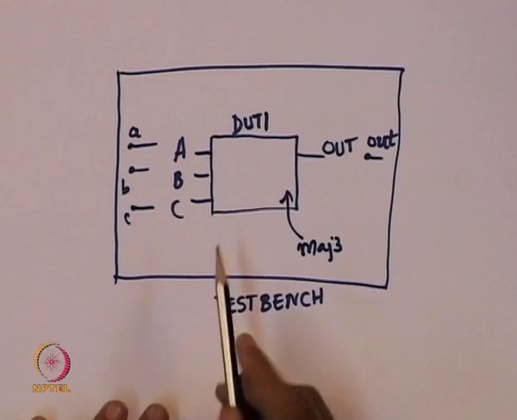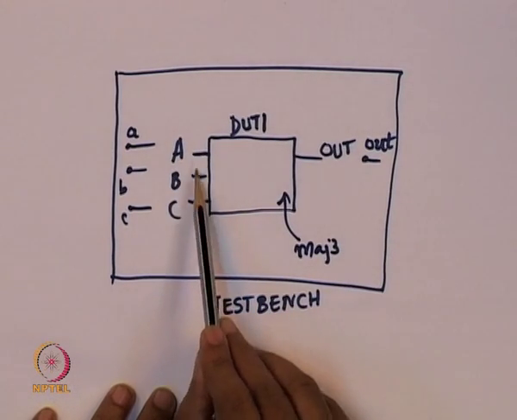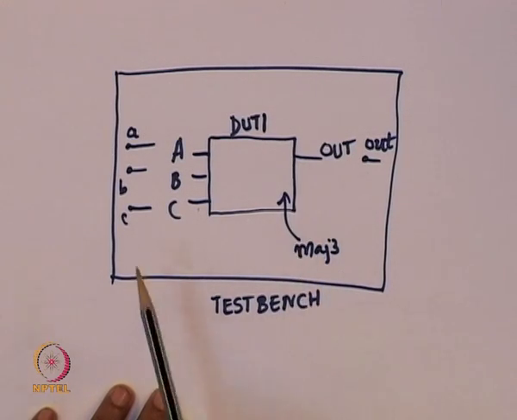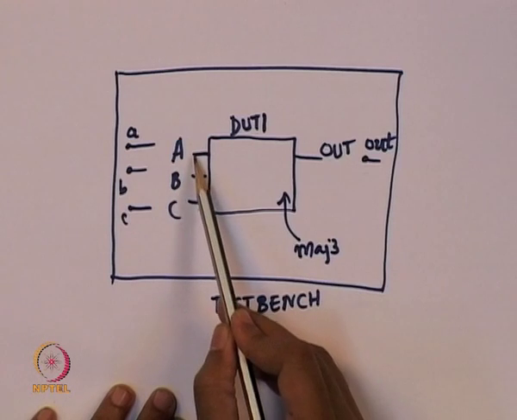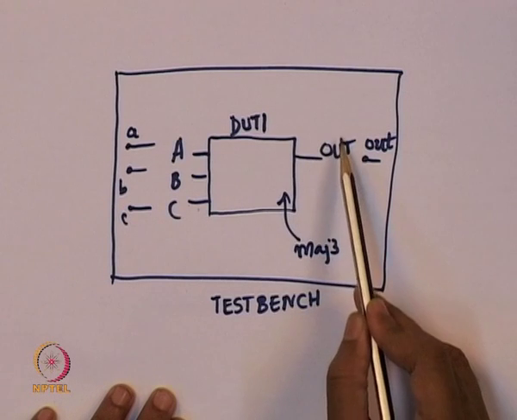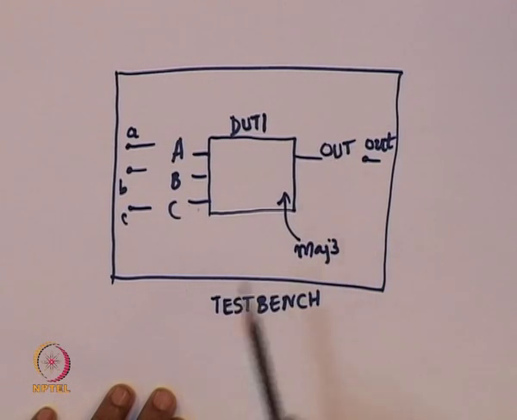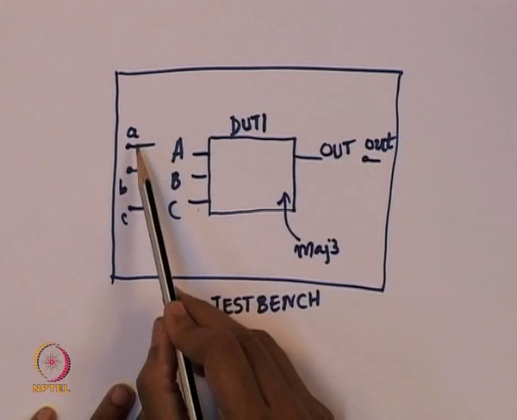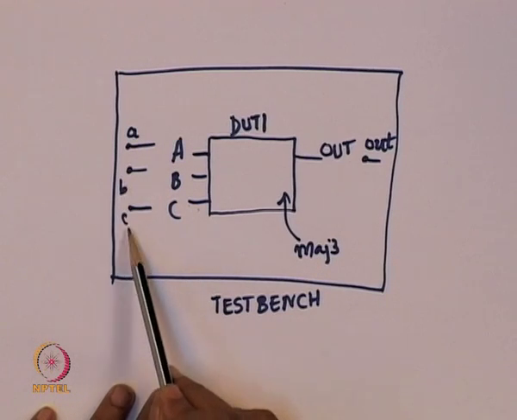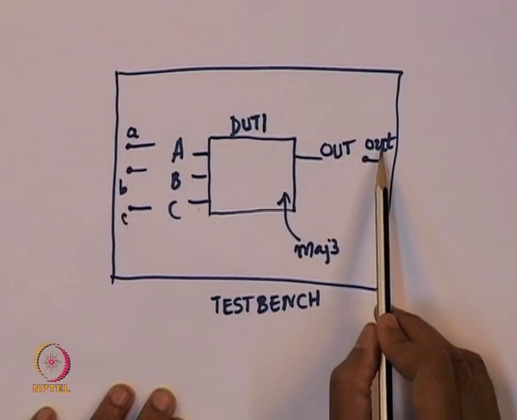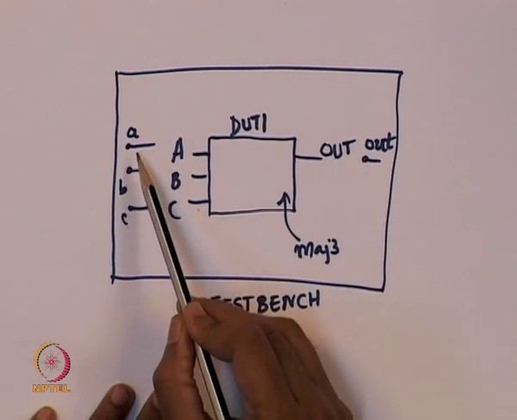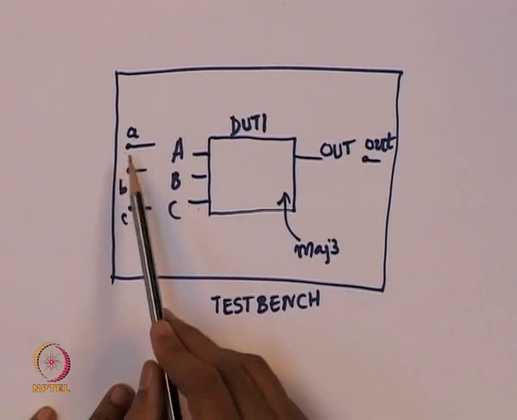What you can see is there are 3 lines A, B and C. So there are 3 pins hanging as A, B and C, and there is 1 pin hanging which is out. What we need is a mechanism by which we can give inputs to A, B and C, and a mechanism by which we can see what the output is. So to do that, I am going to declare 3 local things called small a, small b and small c, and something called out. These 4 are going to be inside the test bench. This is not part of the design under test; they are part of the test bench.